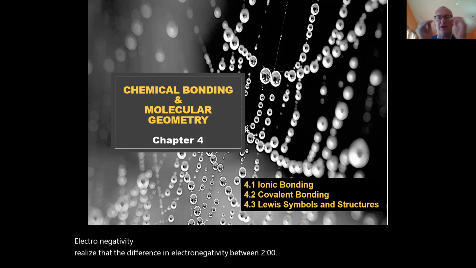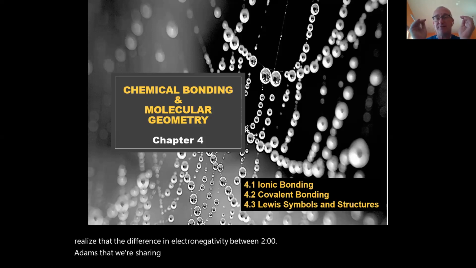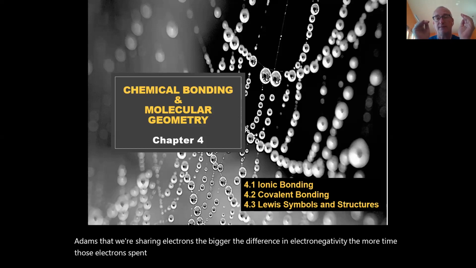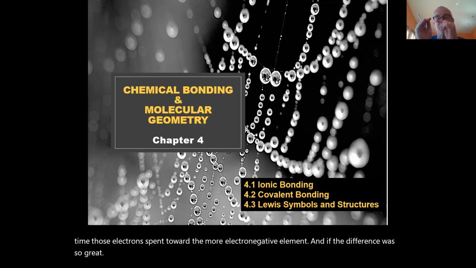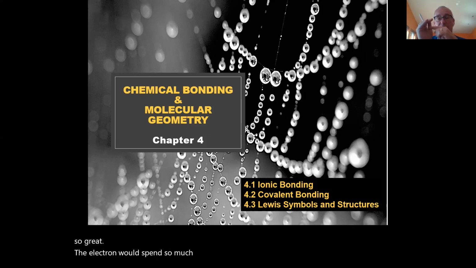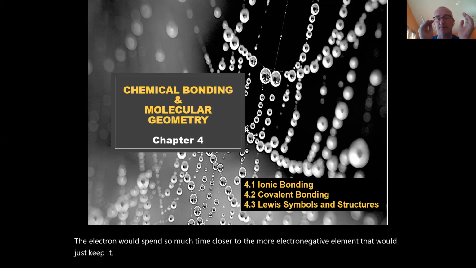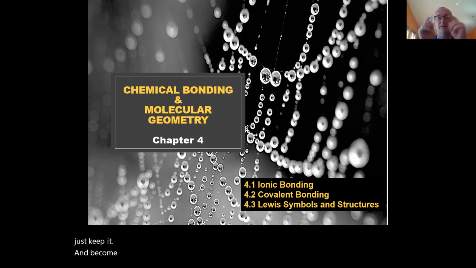atoms that were sharing electrons, the bigger the difference in electronegativity, the more time those electrons spent toward the more electronegative element. And if the difference was so great, the electron would spend so much time closer to the more electronegative element that it would just keep it and become negatively charged. So let's have a look at how that worked.